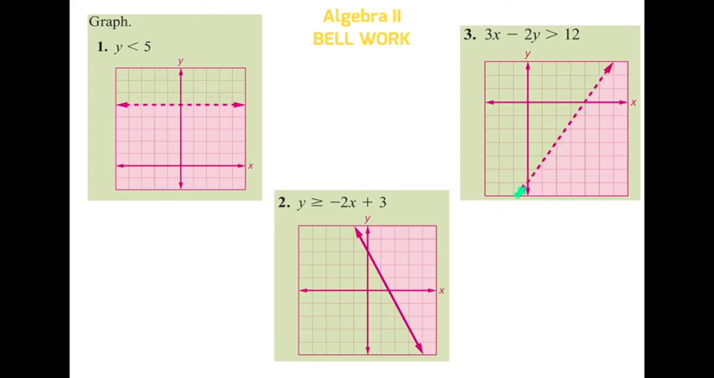This is a dashed line because it's just greater than. You'll notice it's greater than, but they shaded below it. That's because there was a negative in front of my y. And if I were to get this in slope-intercept form, I would have to divide by the negative, which would flip this. So it would flip it that your y values are less than this line. So you take your y and everything below it.